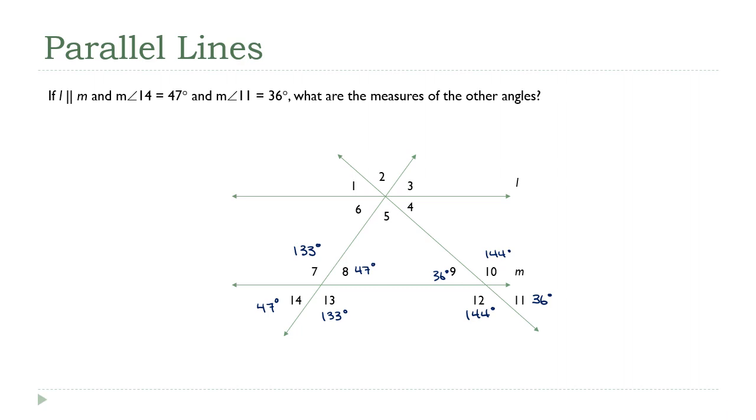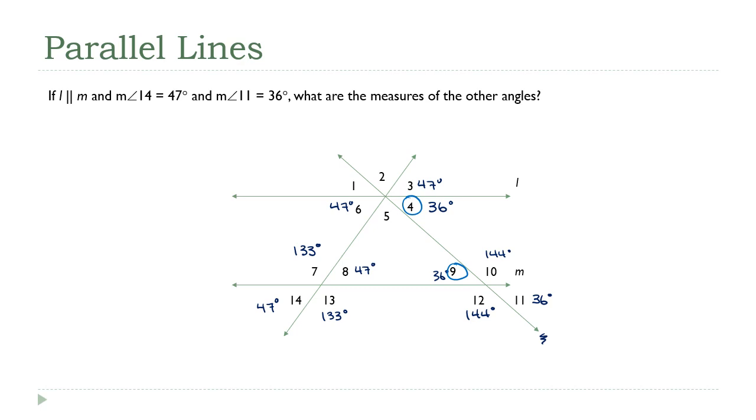Now, to fill in the top, I'm going to start looking for relationships based on the parallel lines. Angle 6 and angle 8 are alternate interior angles. Those are congruent, which means angle 6 is going to be 47 degrees. What else do we know? Angle 3 and angle 8 are corresponding angles, so angle 3 is going to be 47 degrees. Now, if you look closely here, angle 4 and angle 9 are alternate interior angles formed by this transversal, which means they're going to be congruent, which means angle 4 has to be 36 degrees.